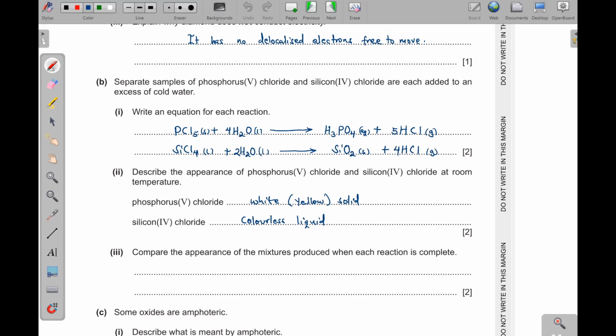Okay, so I can say phosphorus pentachloride produces a colorless solution. Then silicon 4 chloride produces a white precipitate, okay, a white suspension. Silicon 4 chloride produces a white precipitate. As simple as that.